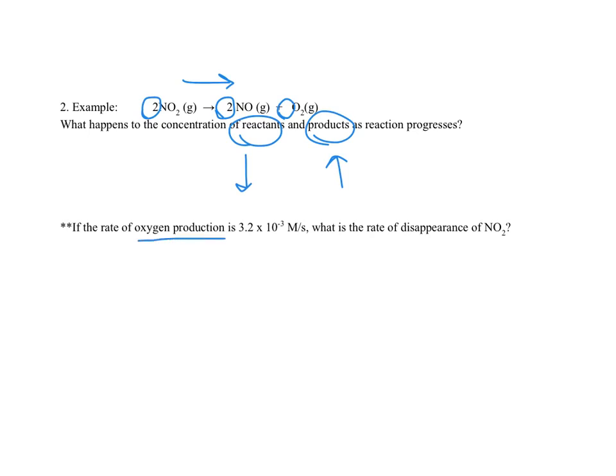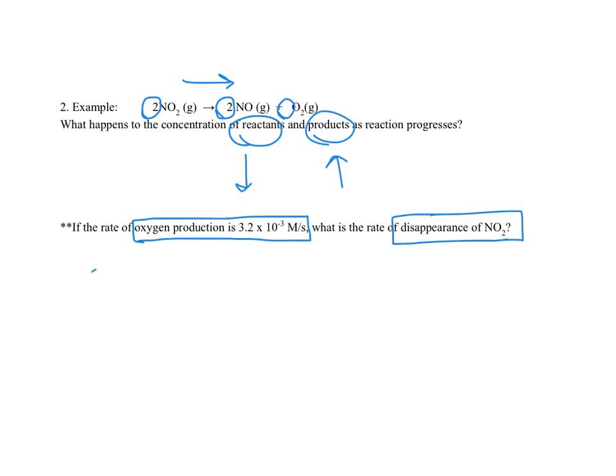If the rate of oxygen production is 3.2 times 10 to the negative third molarity per second, what is the rate of disappearance of NO2? So here's what that problem is going to look like. It's going to look just like a mole ratio problem, except we're dealing with molarity per second units instead of moles or grams or whatever it is.